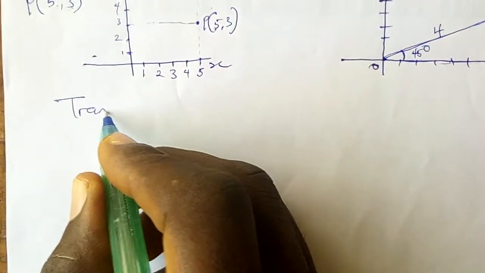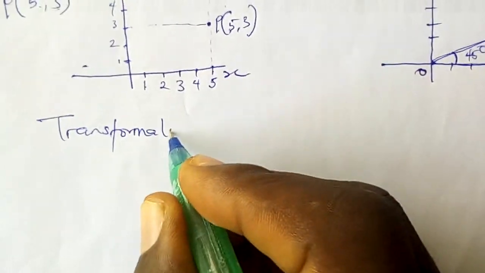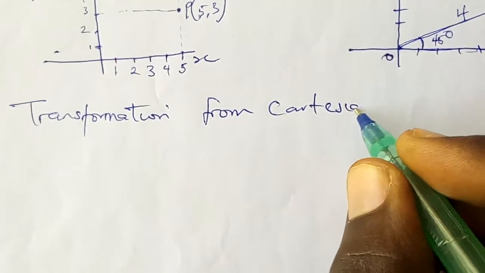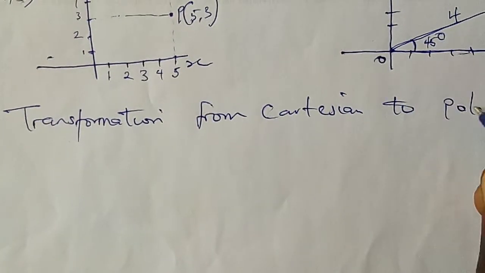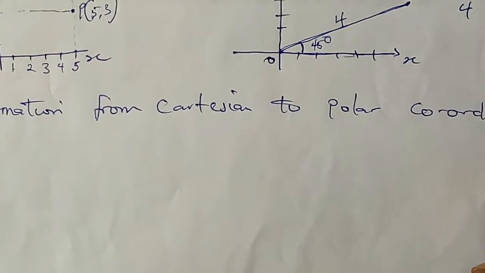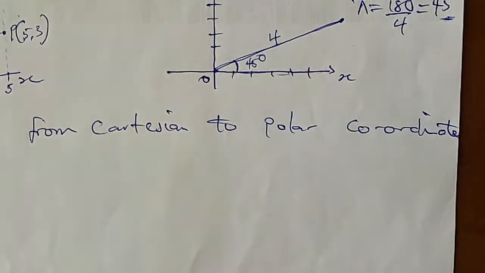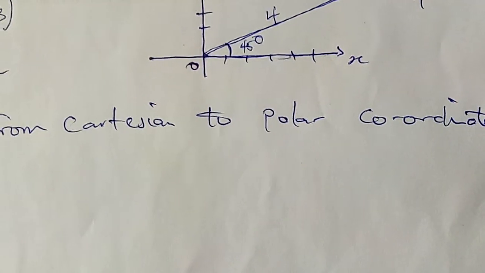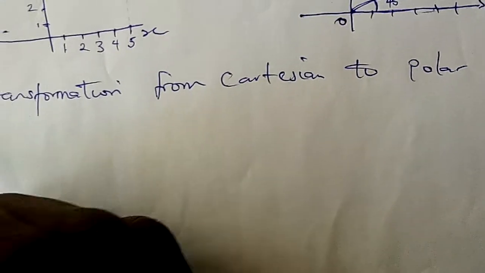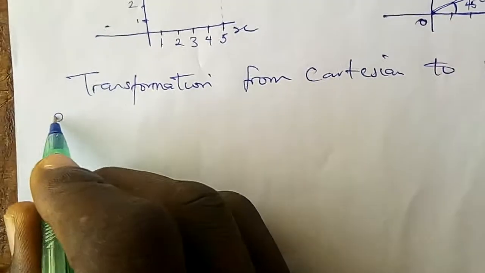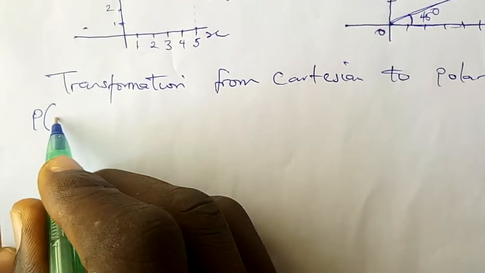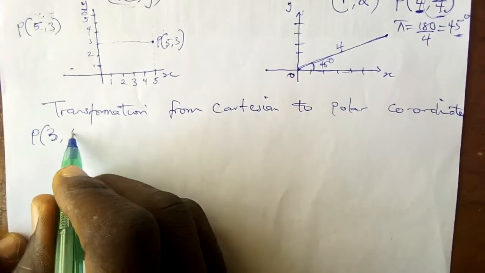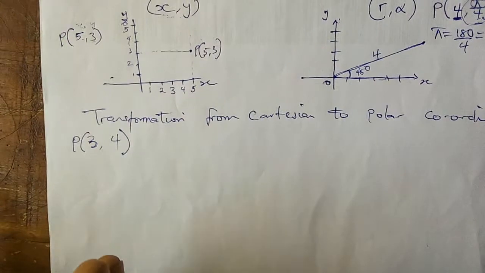Transformation from Cartesian to polar coordinates. Yes, transformation from Cartesian to polar coordinates. If I want to do that, let's take, for example, I have this example. Let's say we have 3, 4. I want to change this to polar.